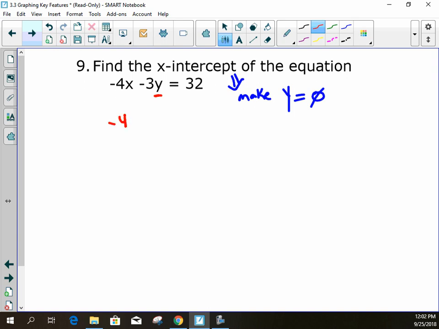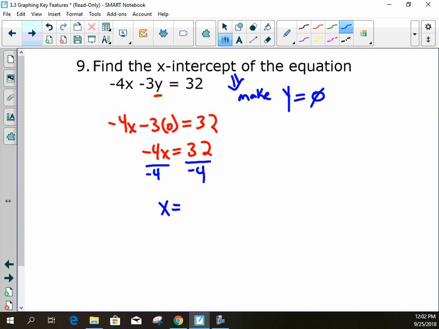Here we go. Negative 4x minus 3 times 0 equals 32. Well, negative 3 times 0 is 0. Negative 4x equals 32. I have to isolate the x. Divide both sides by negative 4. What does x equal? Negative 8. So is that my answer? Is that how I write it? No, that's how I get it wrong. The answer is negative 8, 0.